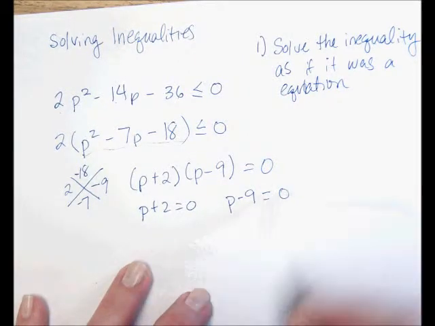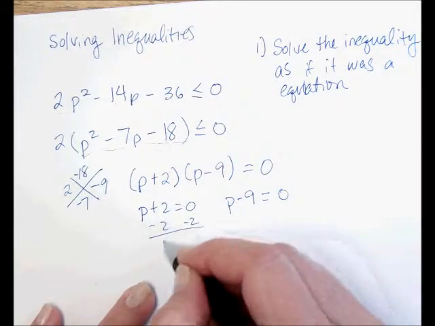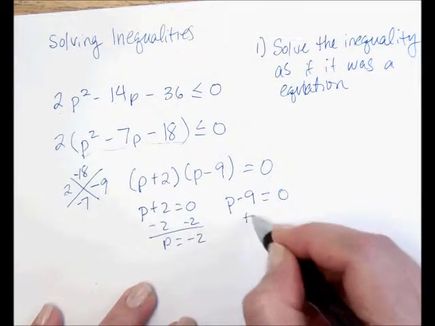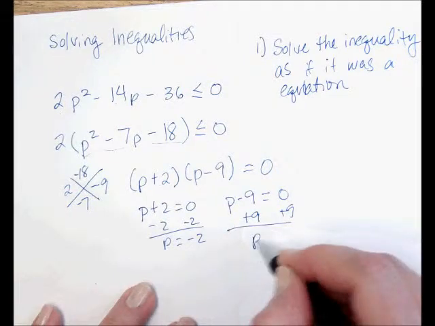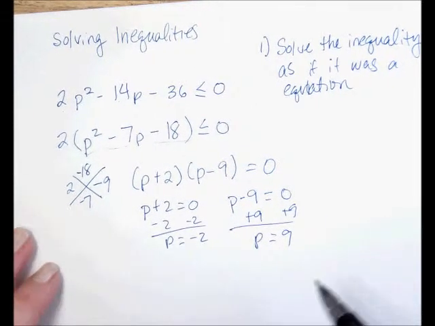And then I have p minus 9 is equal to 0. At this point, I subtract 2 from both sides. So p is equal to negative 2. And then I add 9 to both sides, and p is equal to 9. So I've solved it.